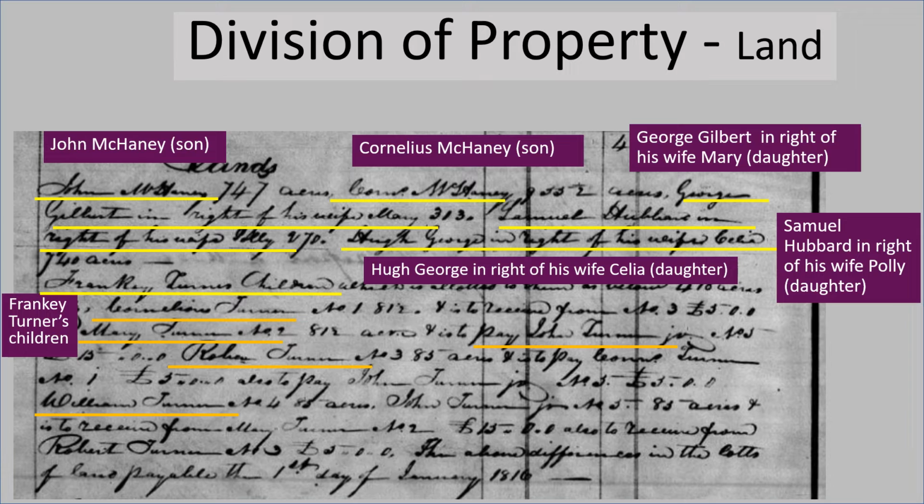Look how many family names we find in this section of the division of property. His children, daughters with their spouses, and one daughter's children. This is why the division of property can be so helpful in verifying family members.